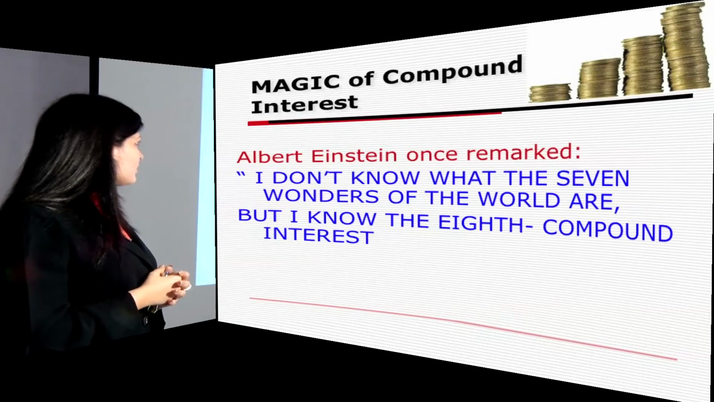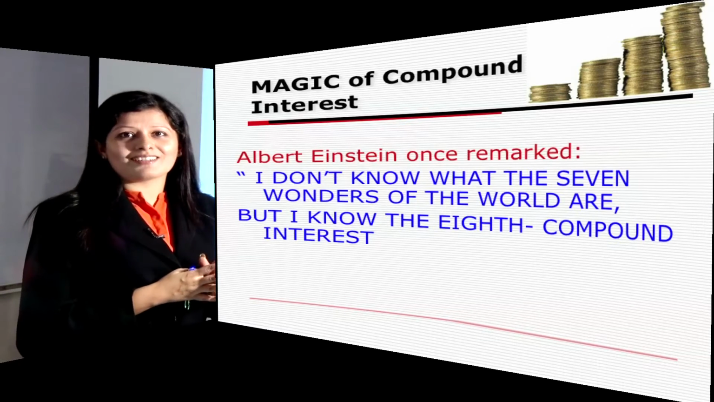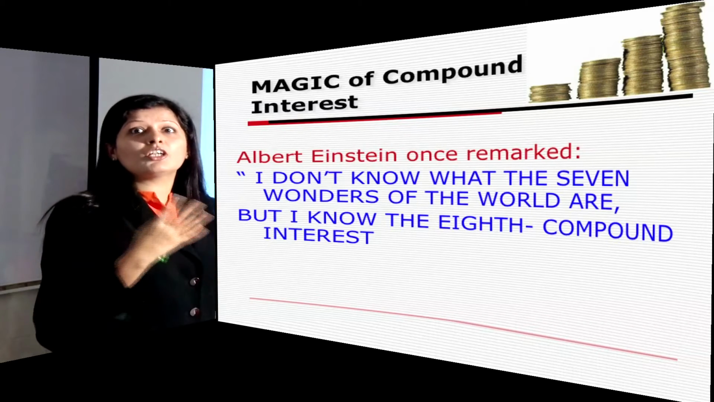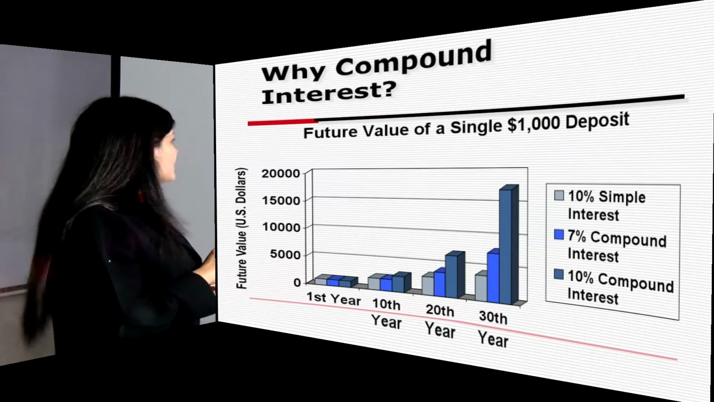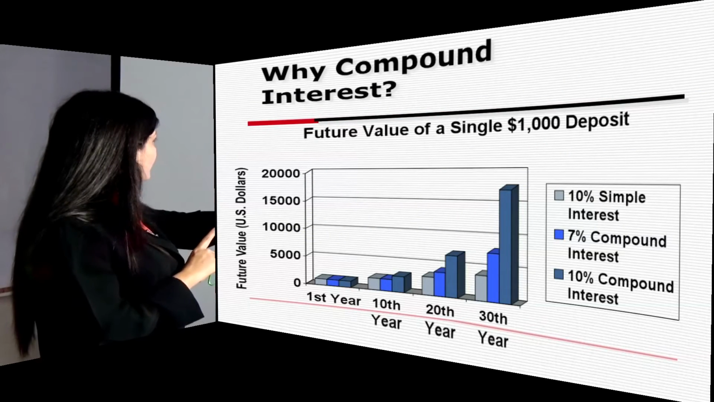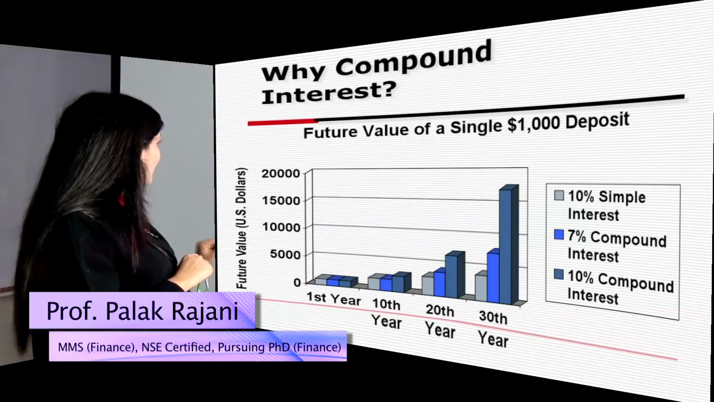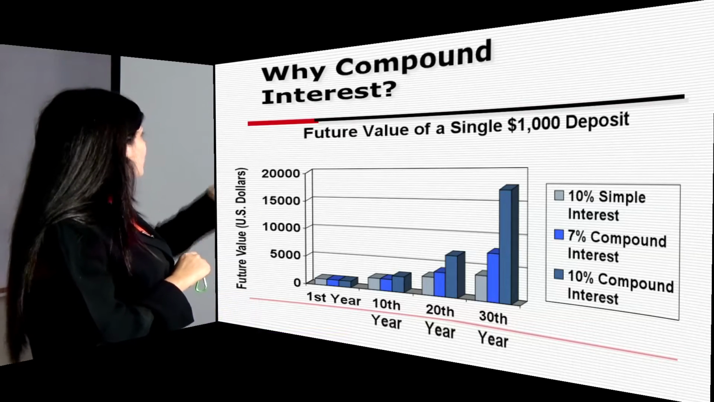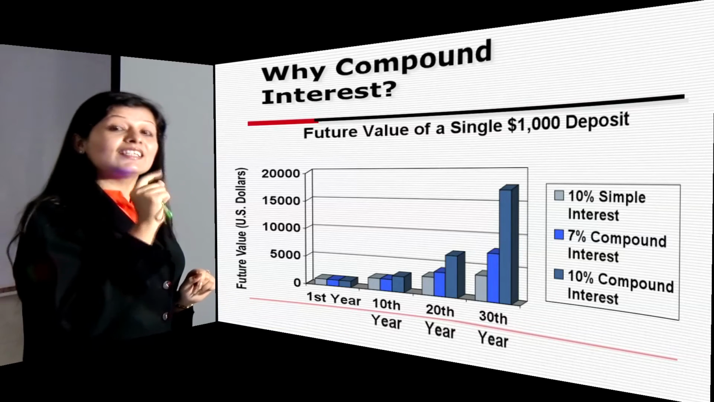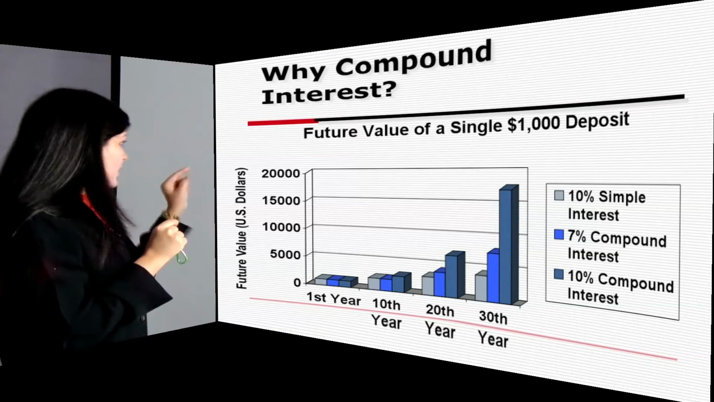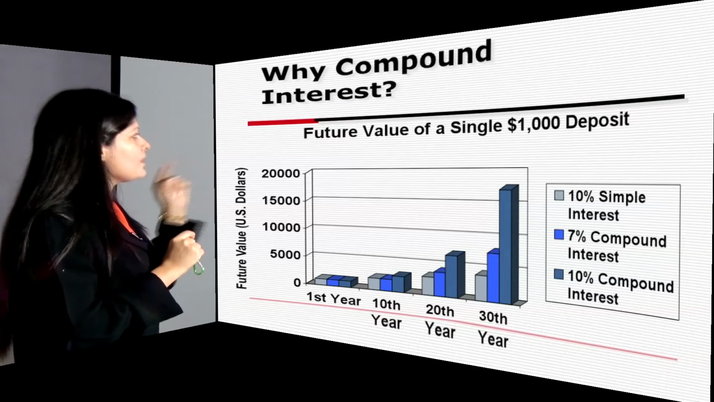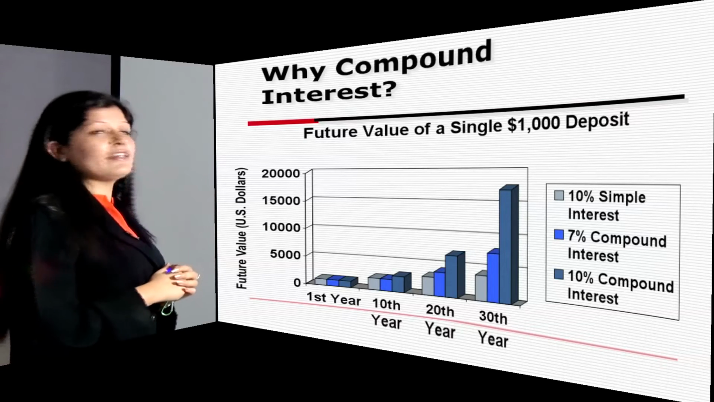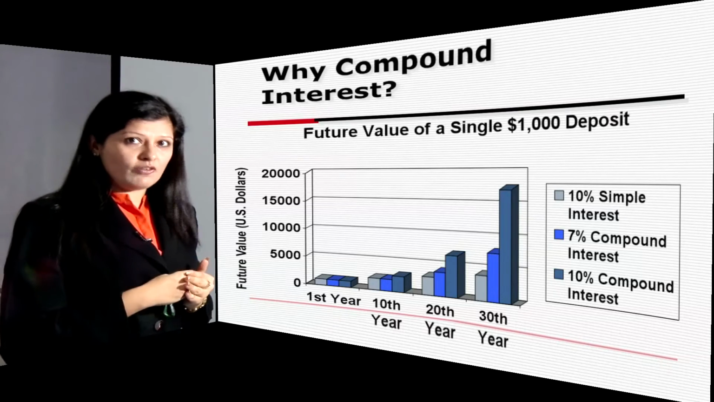Albert Einstein once remarked, "I don't know what the 7 wonders of the world are, but I know the 8th one is compound interest." Let's see why he called it the magic of compound. $1,000 is invested at 10% interest rate. At the 30th year, with simple interest at 10%, you just reap $4,000. But with the same 10% compound interest, you reap $18,000. Even if I lower the compound rate to 7% and compare with 10% simple interest, because of the compounding effect, even 7% gives me a higher return. So that's why it's called the magic of compounding.